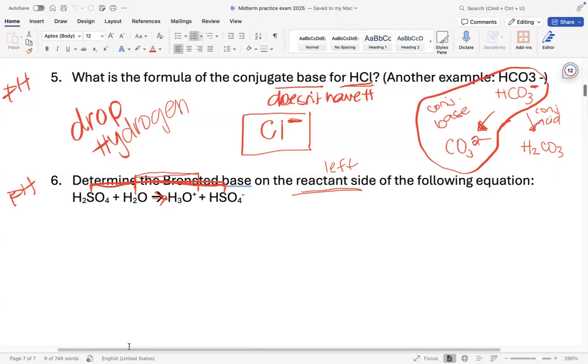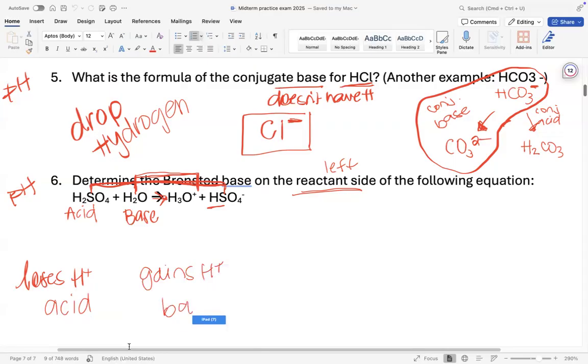So it looks like H2SO4 loses a hydrogen. It's got one less hydrogen over here. So he threw the ball, the ball being a hydrogen atom. So he's an acid. And then H2O, it looks like he caught the ball, again, the ball being a hydrogen. And so he's a base. So when it loses a hydrogen, it's an acid. When it gains a hydrogen as it goes to the other side, it's a base.